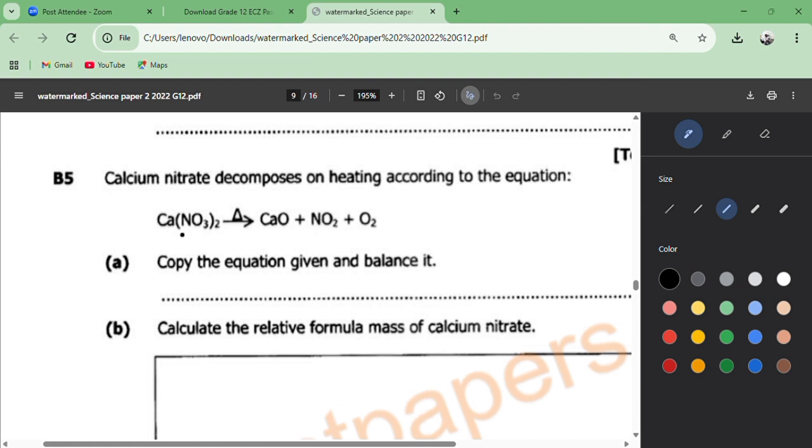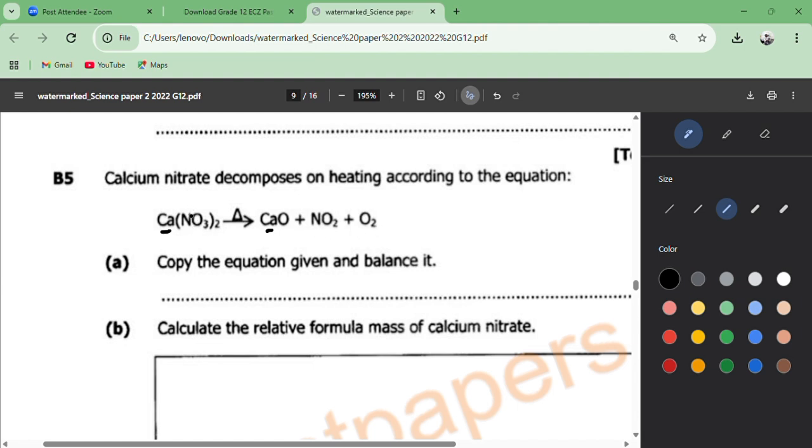Let's see, calcium atoms: here we have one calcium atom, and also here we have one calcium atom. Oxygen atoms, how many oxygen atoms are here? 6, right? You multiply 2 by 3, that gives us 6. So there are 6 oxygen atoms here. And this side, how many oxygen atoms? 2, 2, 1, 5. So this side you have 5 oxygen atoms.